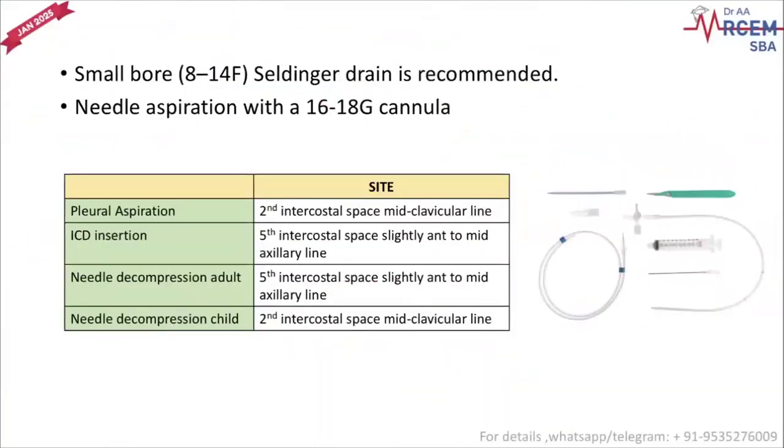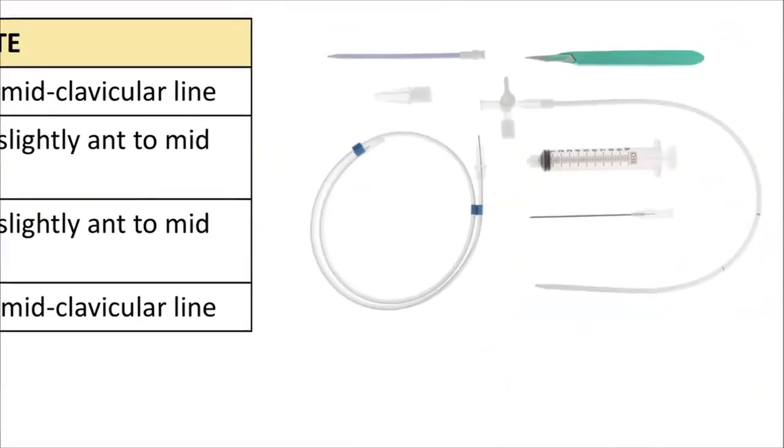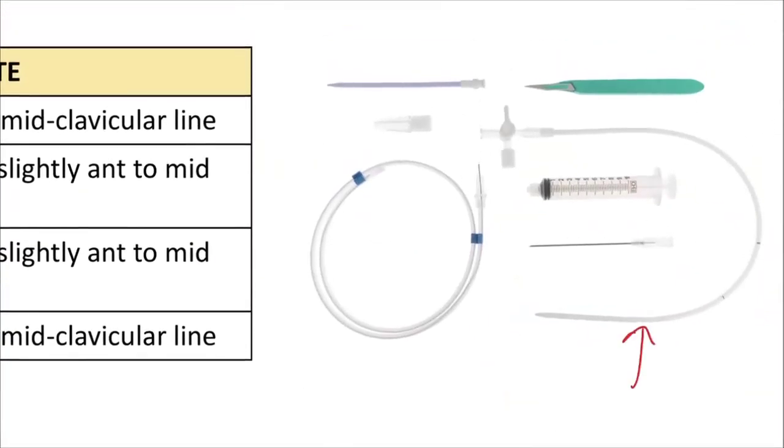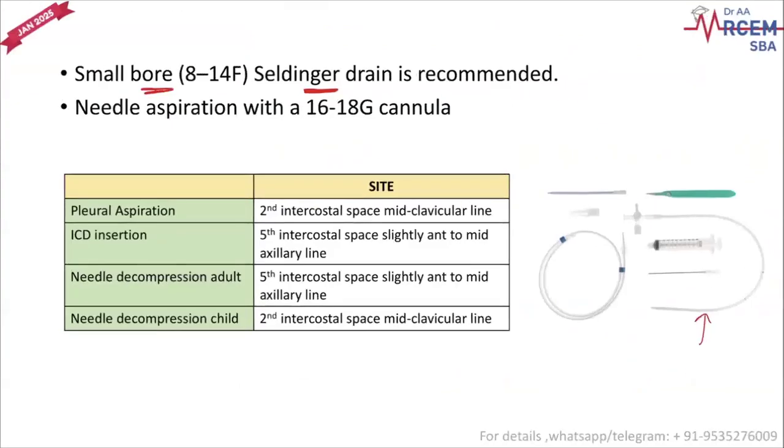So most of the time, in spontaneous pneumothorax, only air is present. If air is present, small bore or small size chest tubes are preferred. For a small size chest tube insertion, Seldinger's technique is preferred, or Seldinger's drain is recommended. This is usually what you use. A guide wire is there. Through the guide wire, you just pass it. You do not even make an incision.